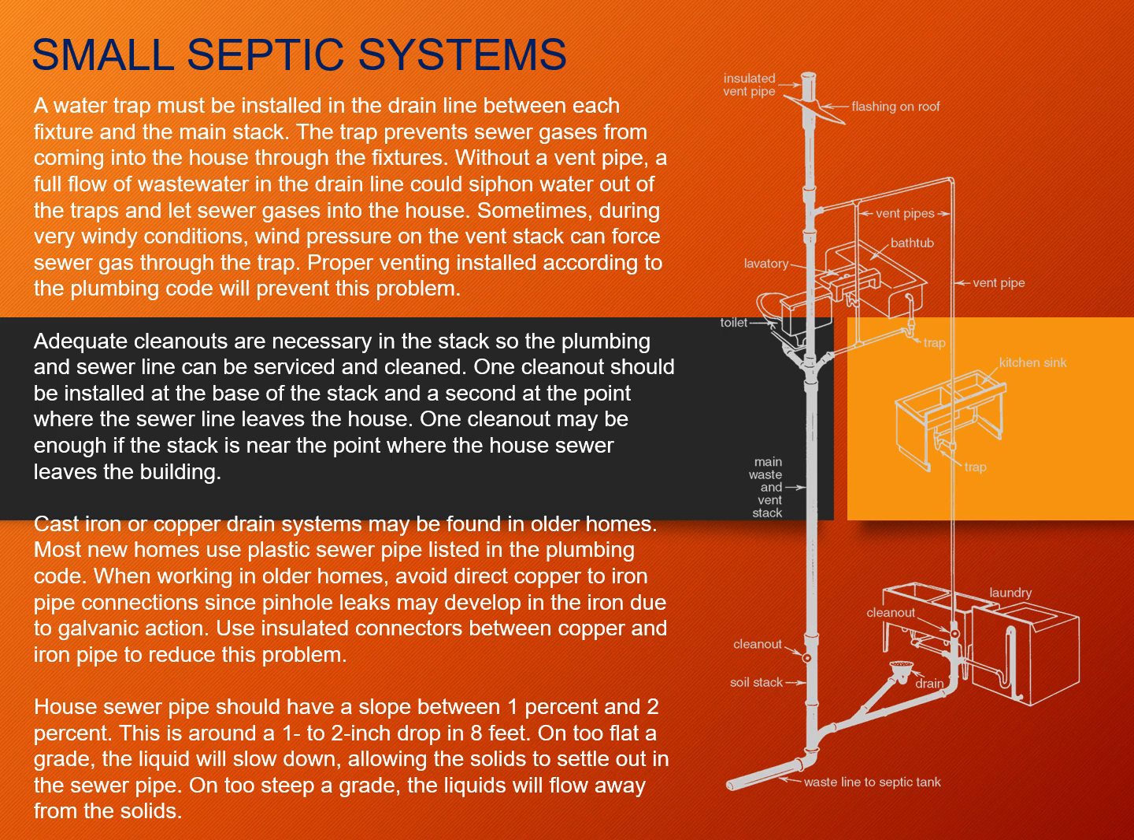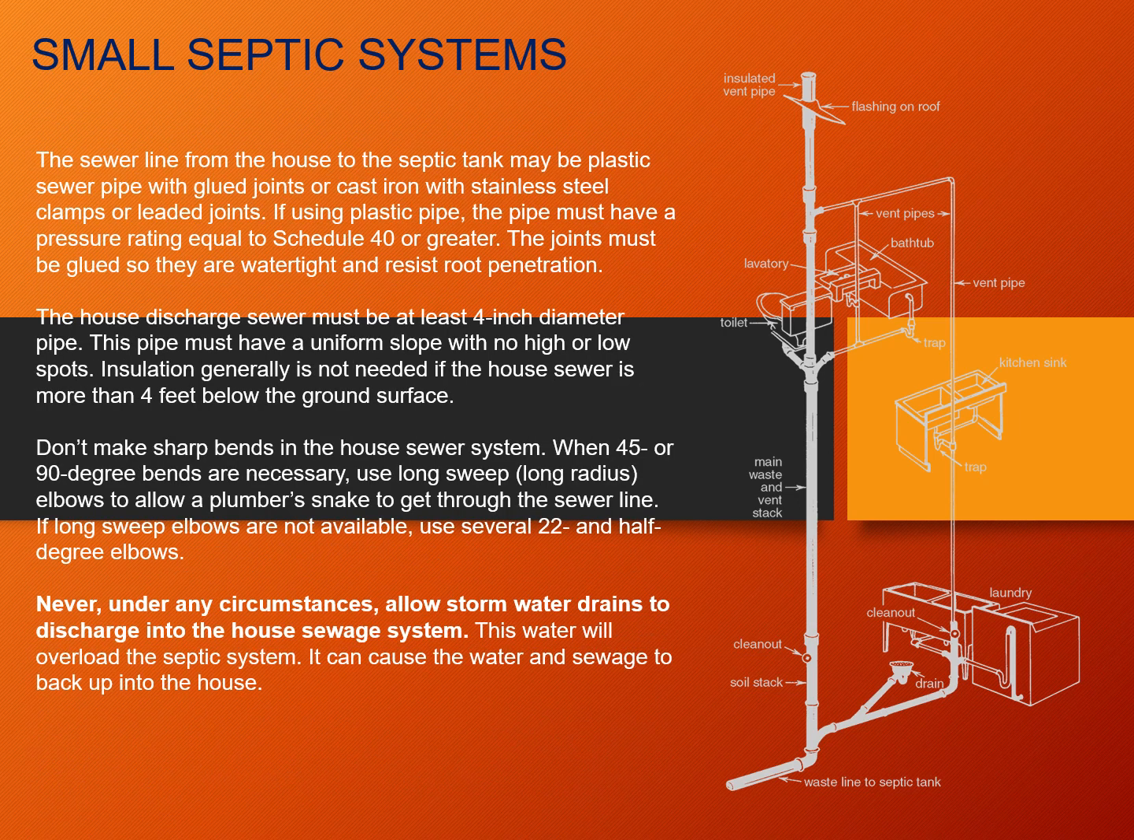Cast iron or copper drain system may be found in older homes, while most new houses use plastic sewer pipe listed in the plumbing code. The sewer line from the house to the septic tank may be plastic sewer pipe with glued joints or cast iron with stainless steel clamps or leaded joints. Please read through the text to understand how to design your septic system.